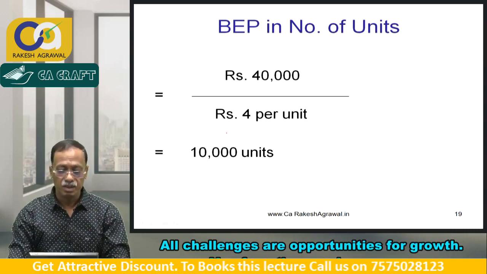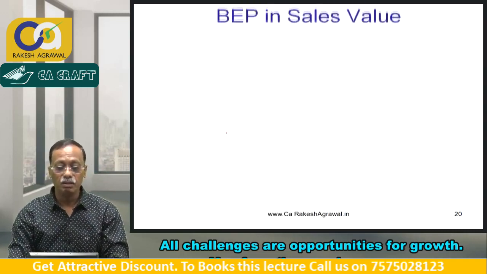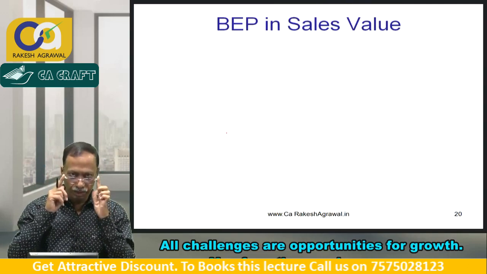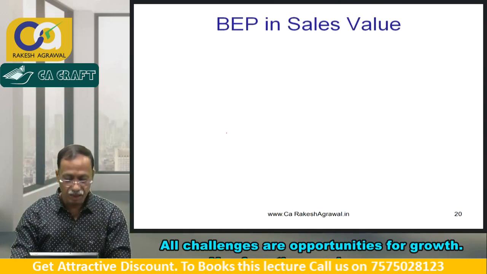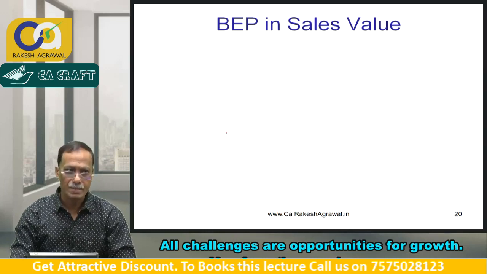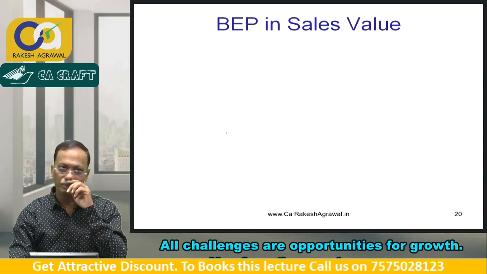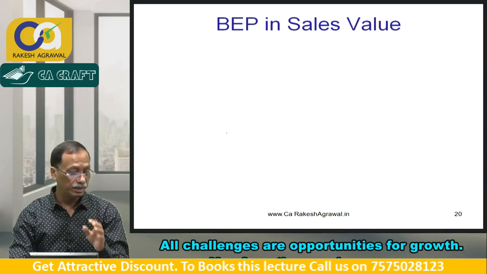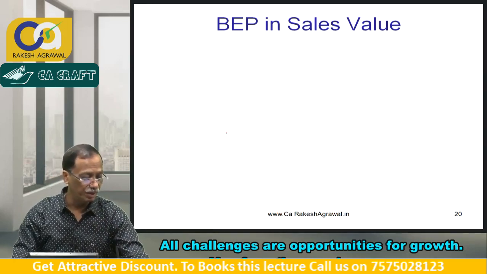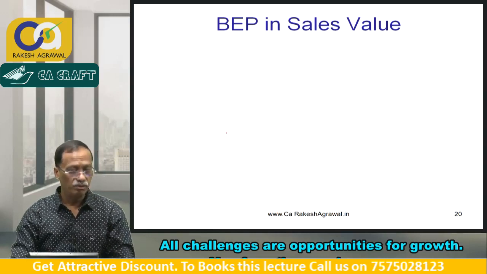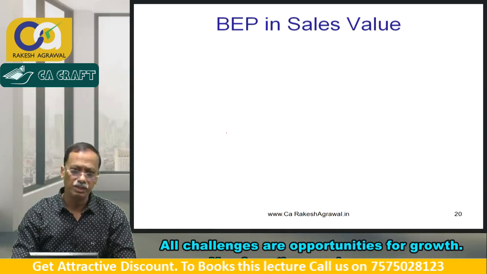Next write down BEP in rupees sales or BEP in sale value. First write down the formula. BEP in sale value is equal to total fixed cost divided by PV ratio.